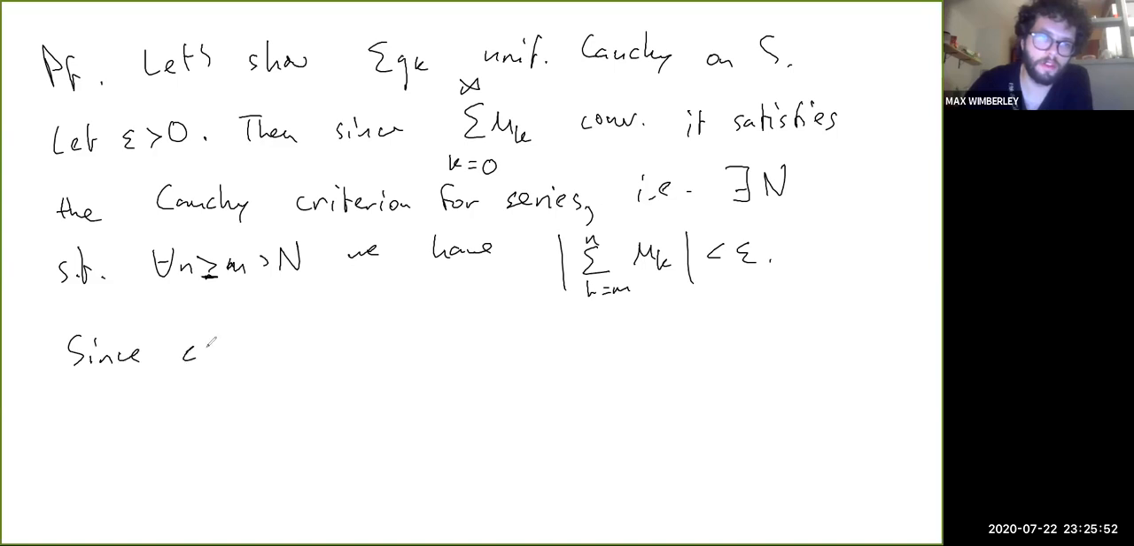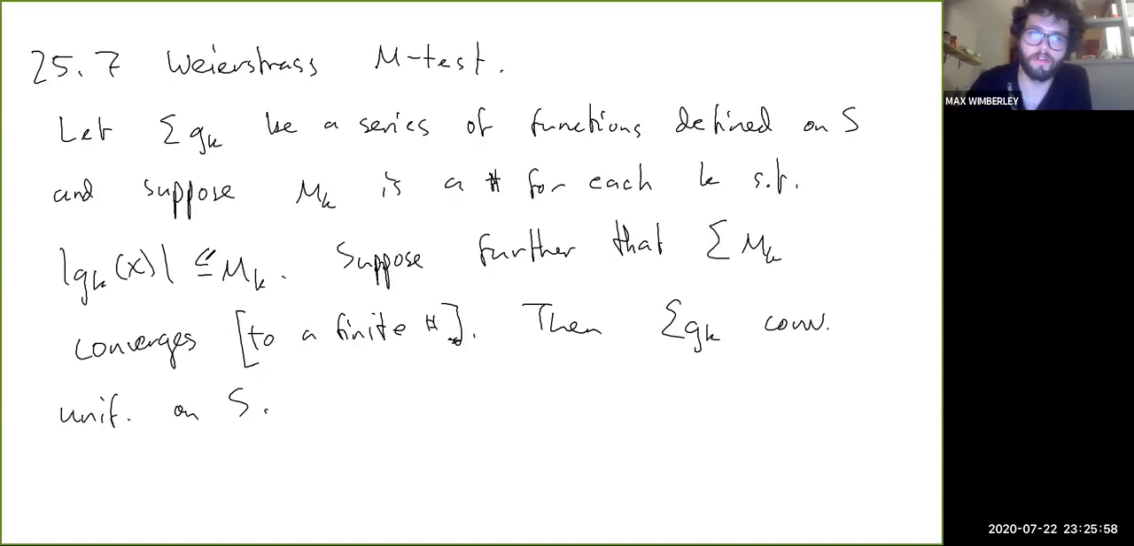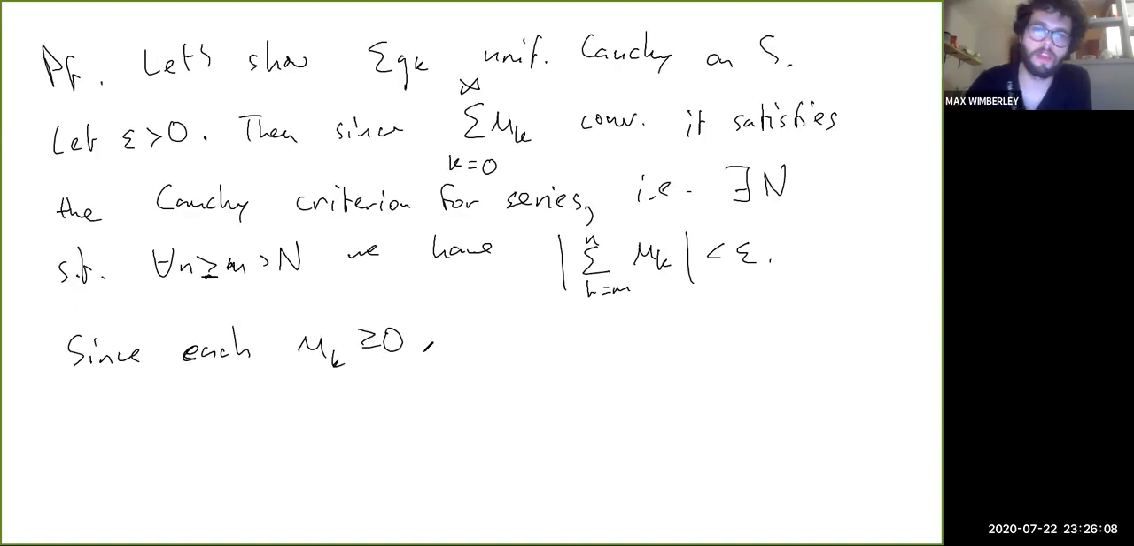Since each M_k is greater than or equal to 0, which of course is necessary in order for this to be true, right? If the absolute value of g_k of x is less than or equal to M_k for all x, then clearly M_k has to be non-negative because the absolute value is always non-negative. So each M_k is greater than or equal to 0. We can drop the absolute values. So the sum from k equals m to n of M_k is less than epsilon.